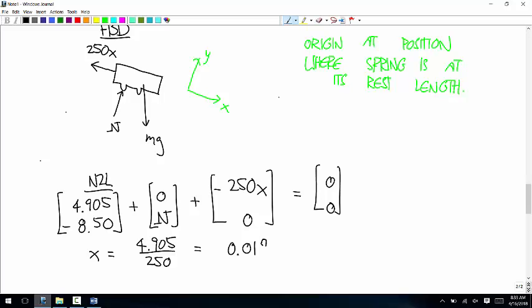0.0196 meters, so like 2 centimeters. It's stretched like 2 centimeters past its resting length. Any questions about that part?